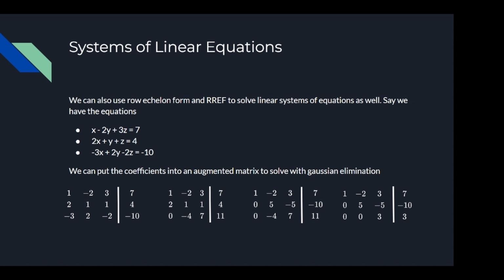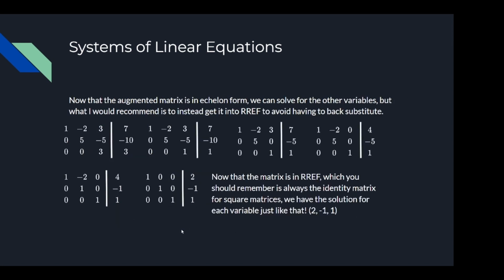So eventually we end up with 1, -2, 3, 0, 5, -5, 0, 0, 3 on the left side, and 7, -10, 3 on the right side. And you can see that this is in row echelon form, but we would have to substitute z and do a bunch of things to solve for the rest of the variables. So what we can do is to further solve for variables and get the matrix into RREF, where you can infer that it would be already solved. So you can see the steps again, but one thing to know, that if you just think about it, it's kind of obvious: when a square matrix is in RREF, it's always the identity. And now that the left side is in RREF, we can get the solution on the right side of 2, -1, 1, as you can see over here.